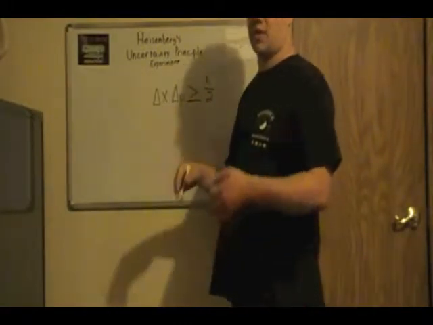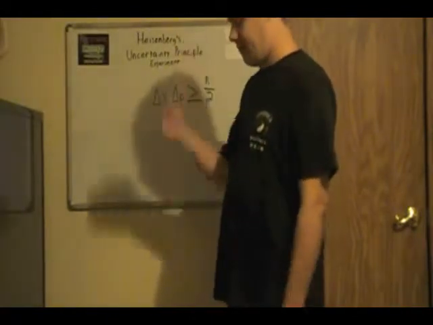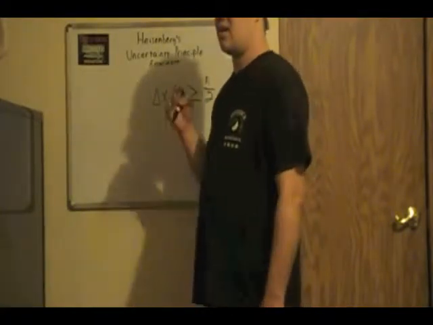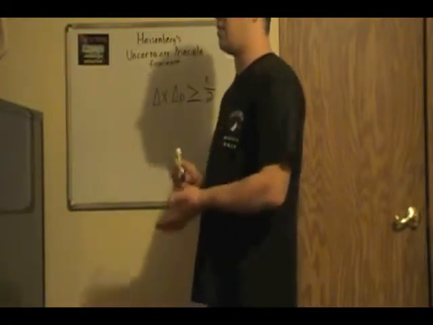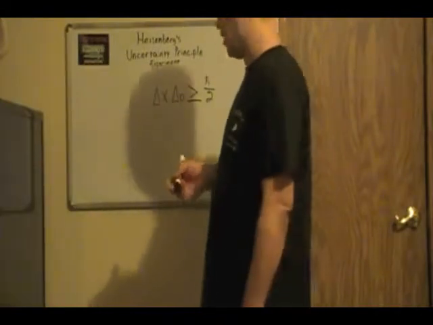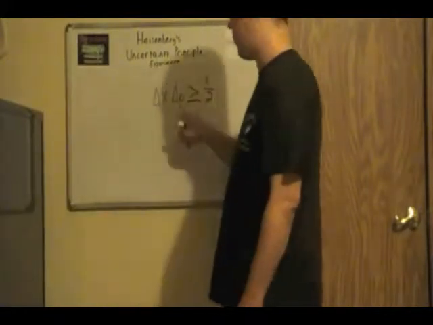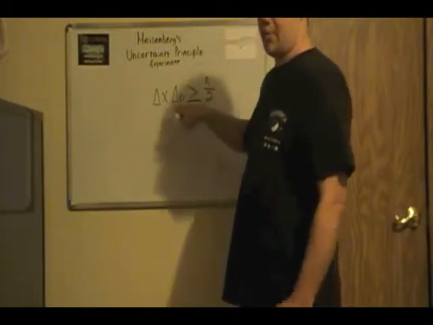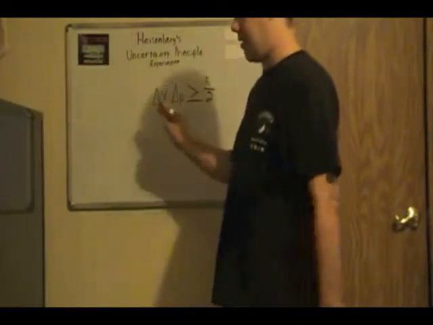X is position. I know you're probably thinking, why isn't P position? Well, we can't use M for momentum. M is mass. There are reasons behind all these variables, but P is momentum. X is position. P is momentum. I'll get to the second half of this equation in a minute.